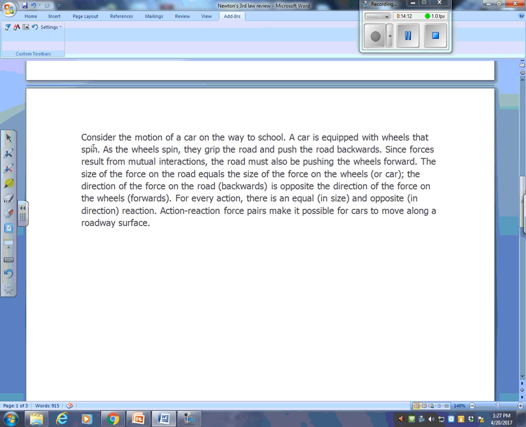Okay, anyways, consider the motion of a car on the way to school. A car is equipped with wheels. As the wheels spin, they grip the road and push the road backwards. Since forces result from mutual interactions, the road must also be pushing the wheels forward. The size of the force on the road equals the size of the force on the wheels of the car. The direction of the force on the road backwards is opposite the direction of the force on the wheels forward. Again, for every action, there is an equal in size and opposite in direction reaction. Action-reaction force pairs make it possible for cars to move along a roadway surface.